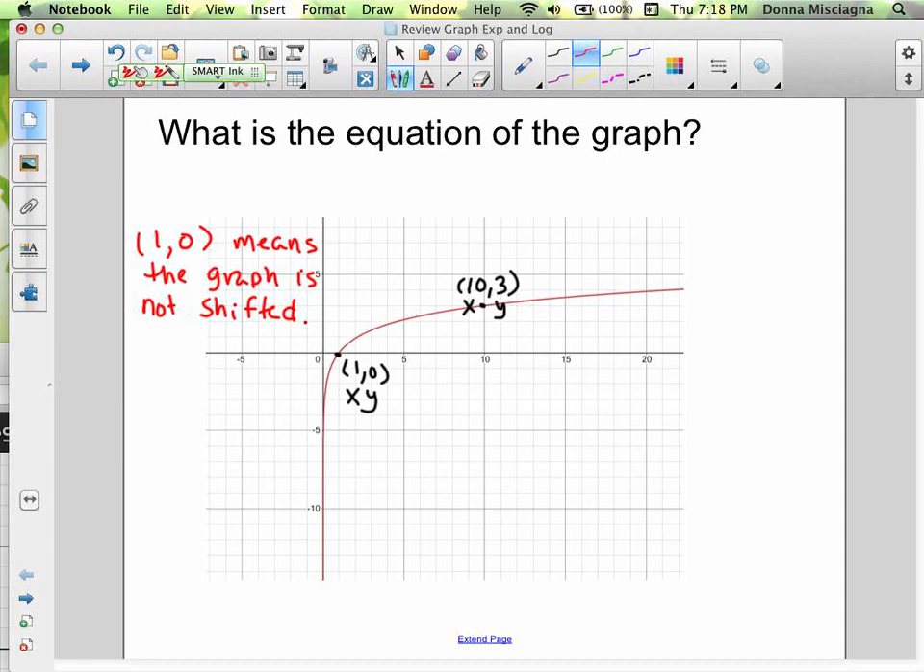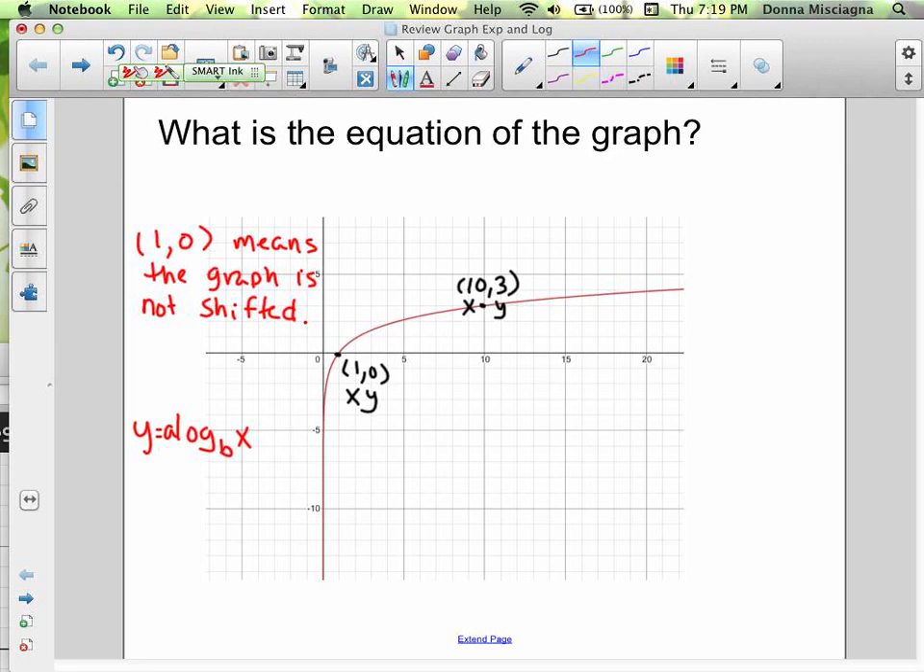So now all we have to do is figure out if there is any stretching. We need to figure out the base. Let's just put b for base. But that's about it. All right.